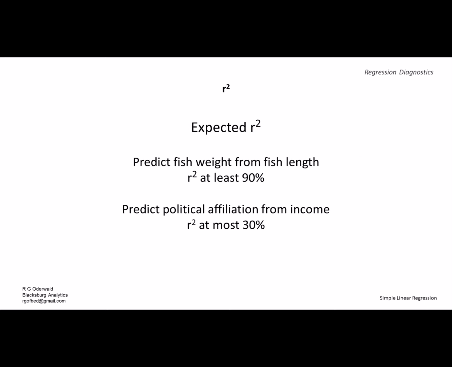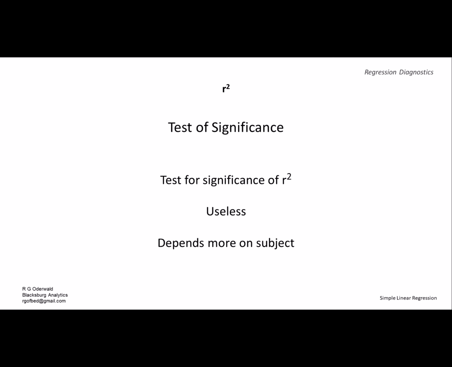Second, a high or low value of R square depends on the field of study. If you are predicting fish weight from fish length, you would think there is a problem if R square is less than 90%. If you are dealing with social predictions, such as political party affiliation and income, you would be amazed if R square was as high as 30%. There is a statistical test for the significance of R-square. Basically, it's useless. R-square depends more on the circumstance than on any test of significance.